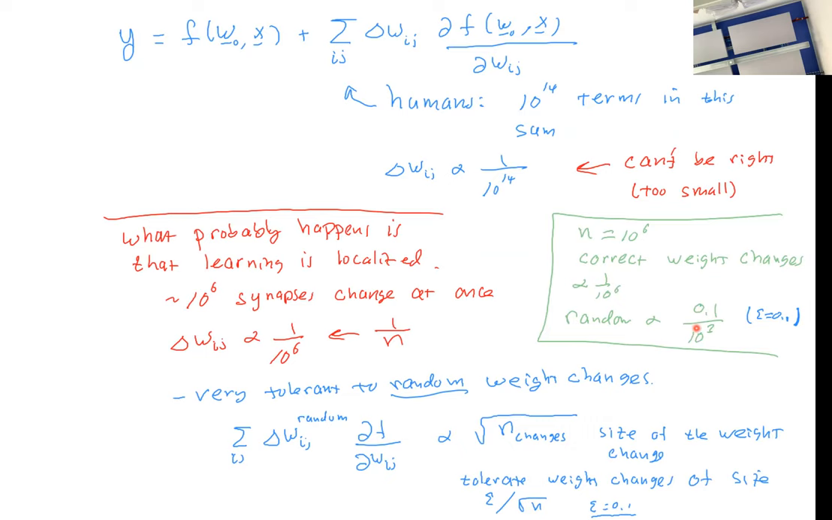So this is really nice, right? The fact that structured weight changes, the correct weight changes, scale as 1/n, while random ones have much smaller effects, means you can afford lots of random weight changes. And the reason that's important is because that's what you observe in the brain. If you stick an electrode in the brain, you'll see drift in synaptic strengths. Okay, and they're pretty big.